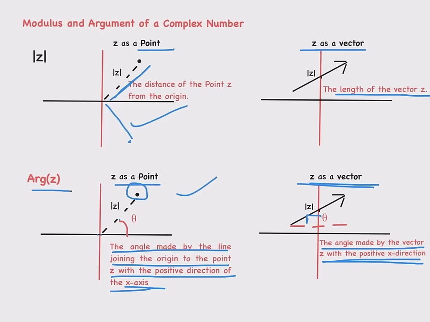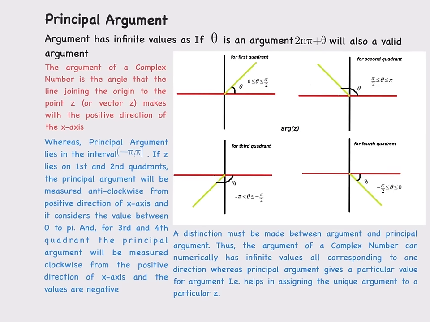The angle made by the vector Z with the positive direction of x-axis is the argument of the complex number. Principal argument: you can see that the argument has infinite values. If theta is an argument, 2n pi plus theta will also be a valid argument.